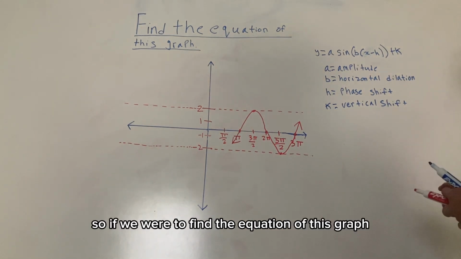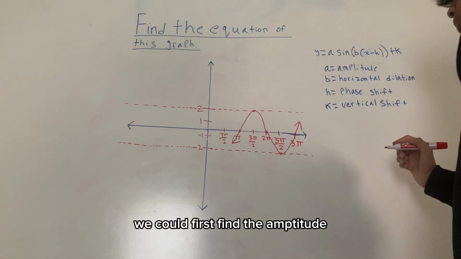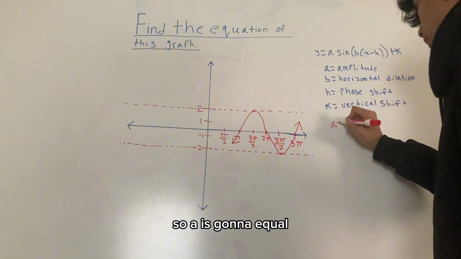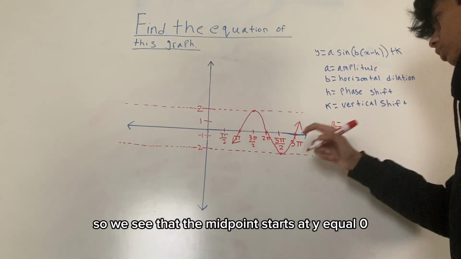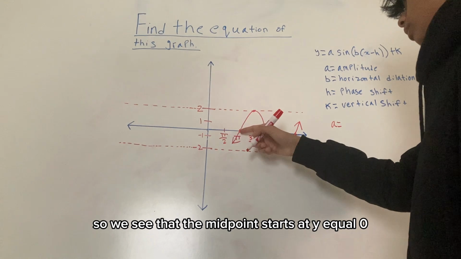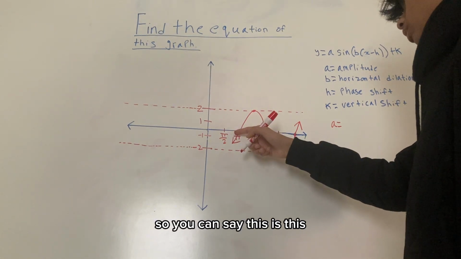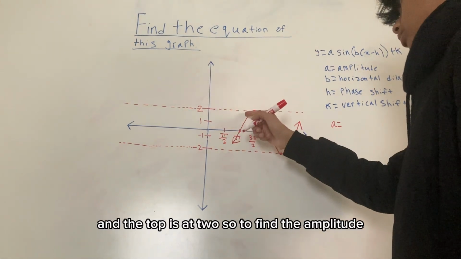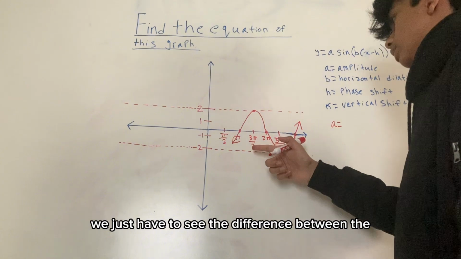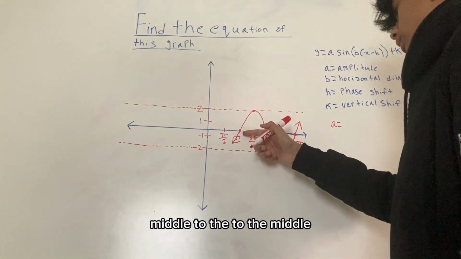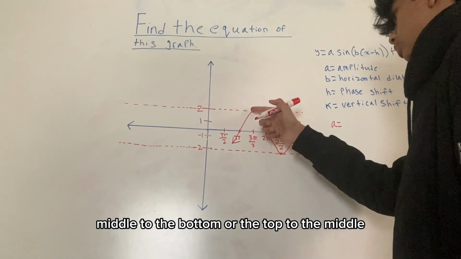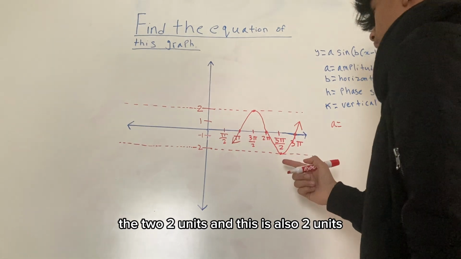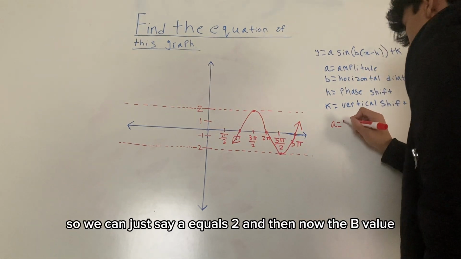Okay, so if we were to find the equation of this graph, we could first find the amplitude, which I think is the easiest to find right off the bat. So a is going to equal, so we see that the midpoint starts at y equals 0, and then the bottom is -2, and the top is at 2. So to find the amplitude, we just have to see the difference between the middle to the bottom, or the top to the middle. So we see that this is 2 units, and this is also 2 units. So we can just say a equals 2.